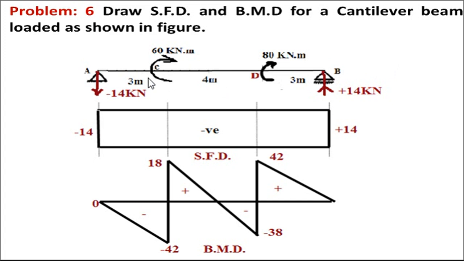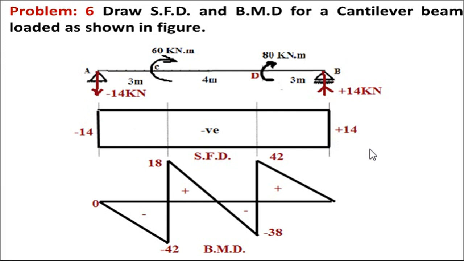If you take moment about A, so plus 60 plus 80 minus R B into total distance 4 plus 3, 3 plus 3 is 6, plus 4, 10. Means moment about A will be plus 60 plus 80 minus R B into 10. You will get R B as minus 14 at A. Minus indicates this R A is acting downward, and plus 14 here.